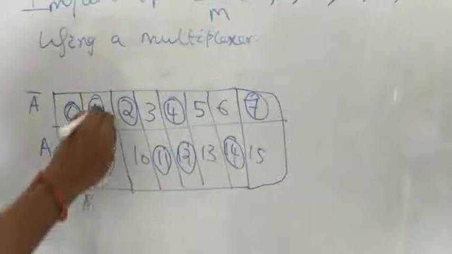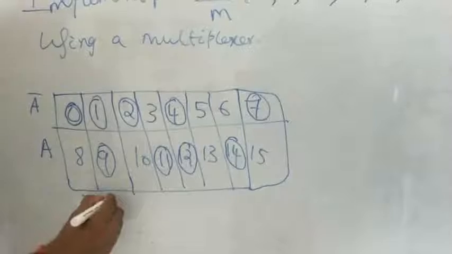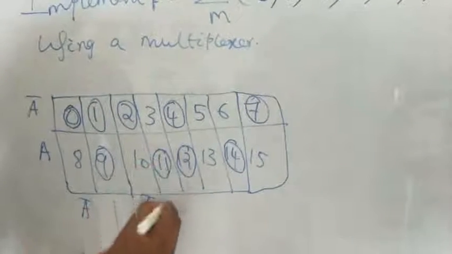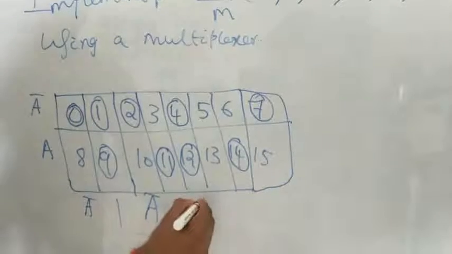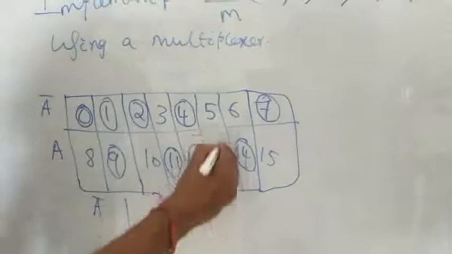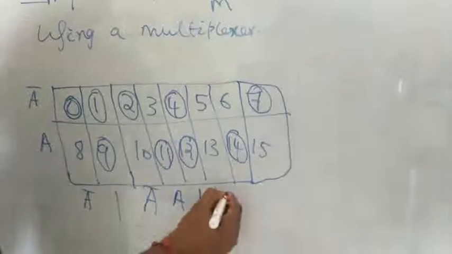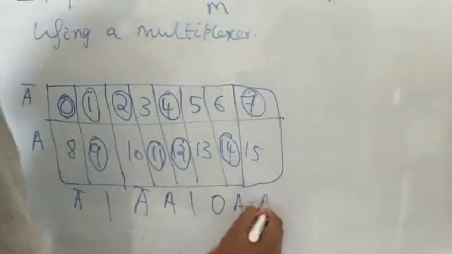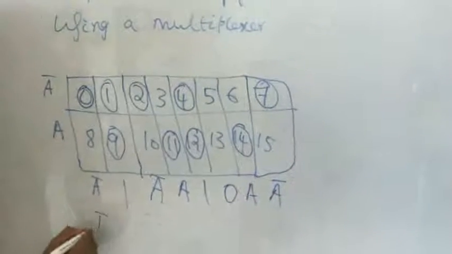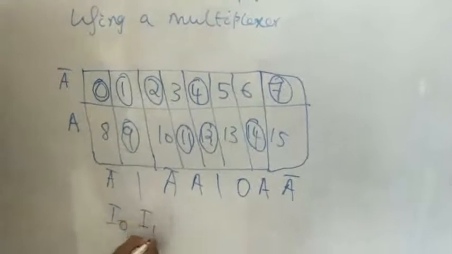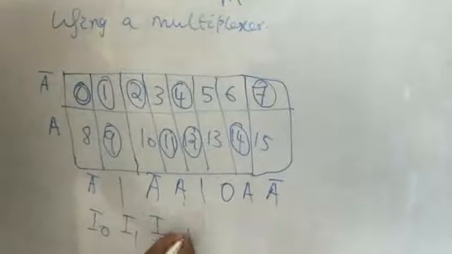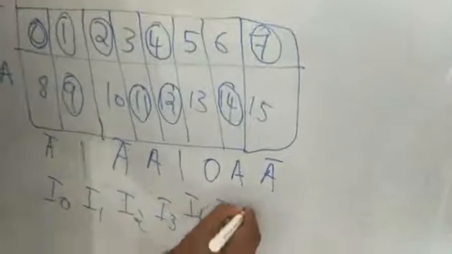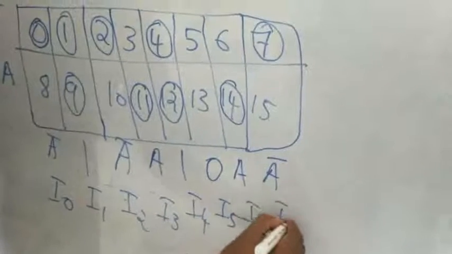For this one, 1 and 9: if both the values are circled, we have to put 1. For this, it is A dash. For this value, it is A. For this, both the values are circled, so it is 1. If none of the values are circled, you have to make it 0. Then it is A, and this one is A dash. So how many data inputs are coming for this problem? 8: I0, I1, I2, I3, I4, I5, I6, and then I7.